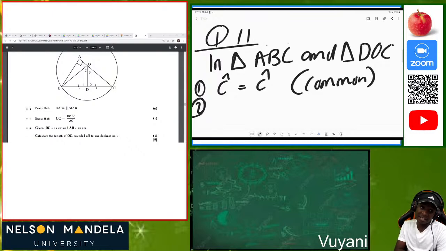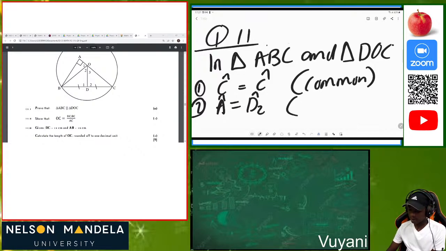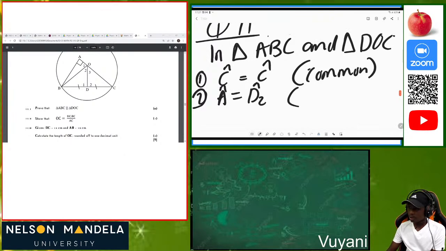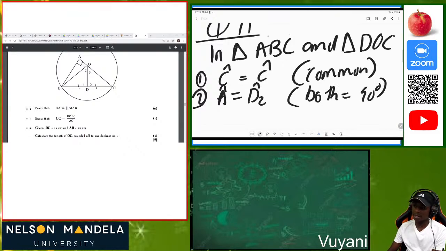Which means we already have something from triangle ABC. Now let's check something from triangle DOC. Do we see that angle D2 is also equal to 90 degrees? Because bear in mind that D is formed as a result of OD bisecting chord BC. So we can also conclude that angle A is equal to angle D2, because both of them are equal to 90 degrees.